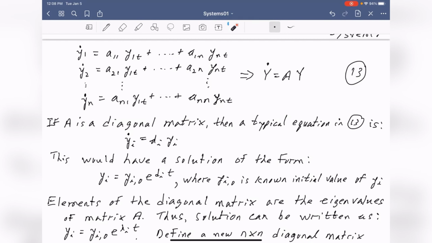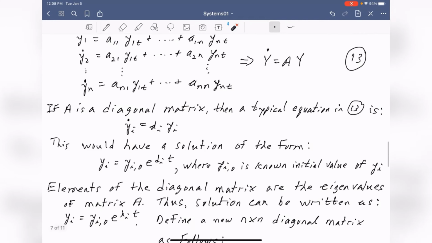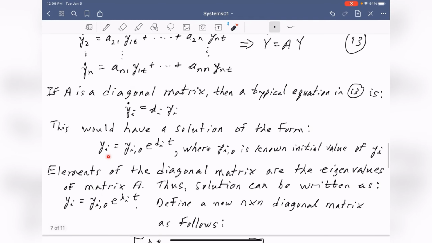So if A is a diagonal matrix, then a typical equation in this system is simply given by y dot i, where i refers to the ith variable, is equal to d_i y_i. This would have a solution of the form y_i(0) e^(d_i t), where y_i(0) is some known initial value of y_i.